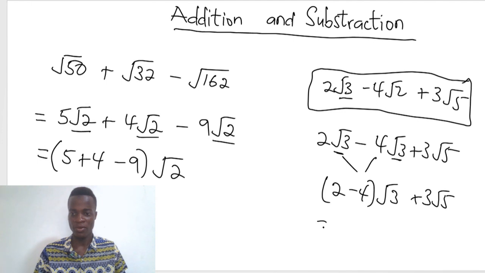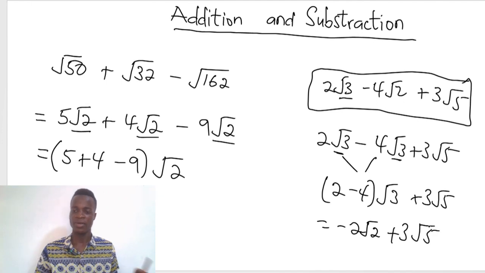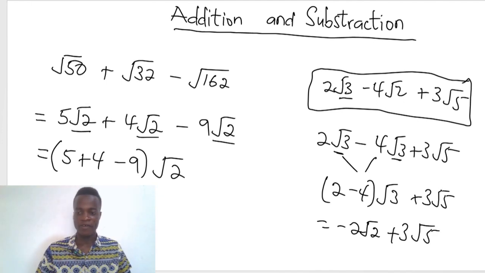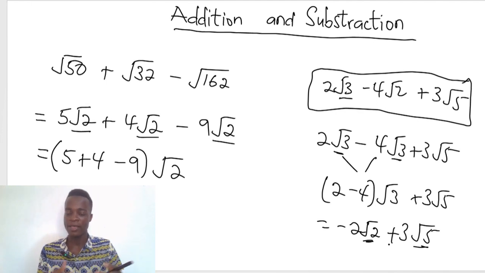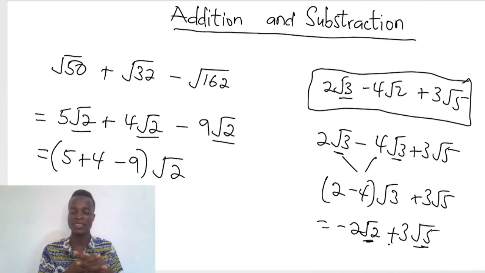So at the end of the day, we have negative 2 root 2 plus 3 root 5. This will be the final answer for this, and you can't do any further because the roots are not the same, so the outsides cannot interact. That's how it works. So that's how to be smart about addition and subtraction.